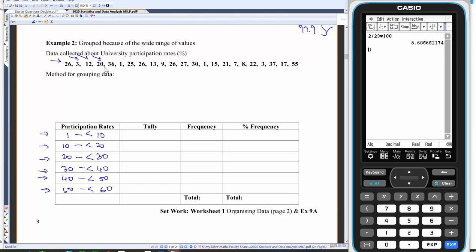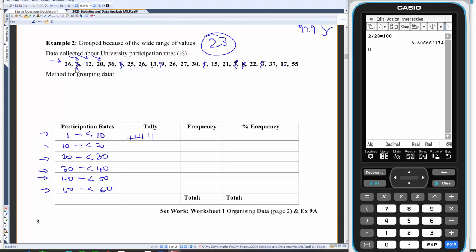The next thing we're going to do is count how many fit the 1 through to less than 10. And we're also going to count up the number of pieces of data so that we know what the frequency should add to. So I've got 1, 2, 3, 4, 5, 6, 7, 8, 9, 10, 11, 12, 13, 14, 15, 16, 17, 18, 19, 20, 21, 22, 23. There are 23 pieces of data. Now let's get 1 through to 10: 1, 2, 3, 4, 5, 6, 7. I think it's 7.